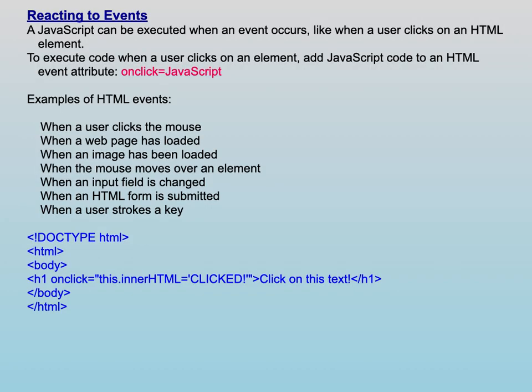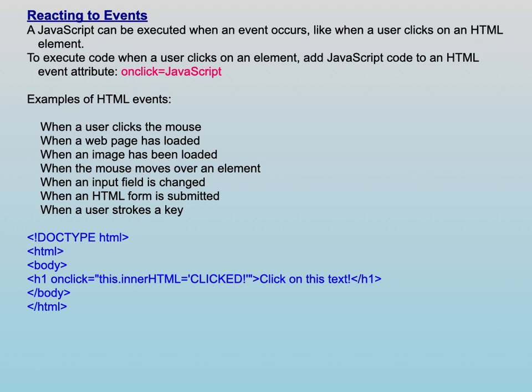The next thing is events, reacting to events. For example, suppose when you click on a particular button, what is to be displayed by your web page. So this is a reaction to an event. JavaScript can be executed when an event occurs, like when a user clicks on an HTML element. To execute code when a user clicks on an element, JavaScript code is added to an HTML event attribute.